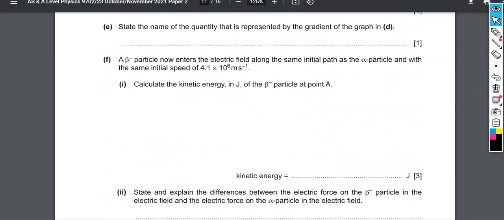A beta minus particle now enters the electric field along the same initial path as the alpha particle and with the same initial speed, 4.1 by 10 to the 6 meters per second. Calculate the kinetic energy in joules of the beta minus particle at point A.